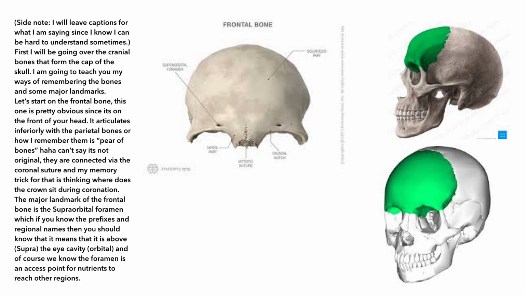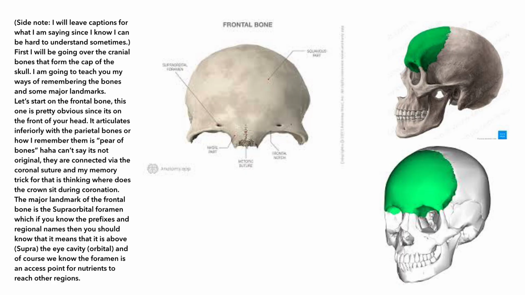Firstly, I'm going to be going over the cranial bones that form the cap of the skull, or the superior portion of the skull. I'm going to teach you the ways of remembering the bones and some major landmarks. Let's start on the frontal bone. This one's pretty obvious since it's the front of your head, aka the frontal.